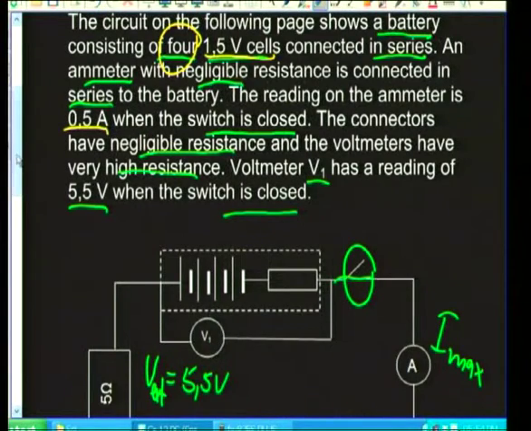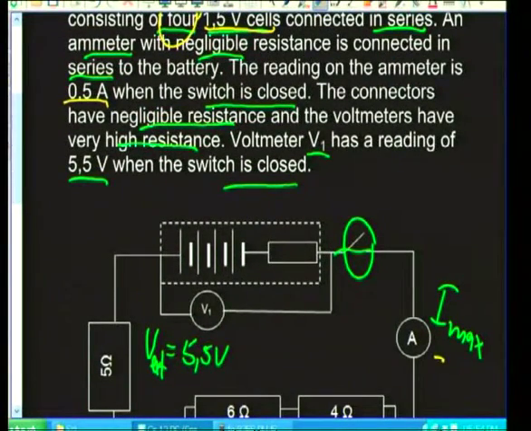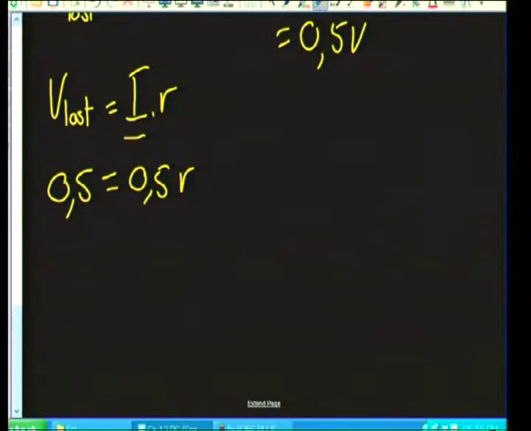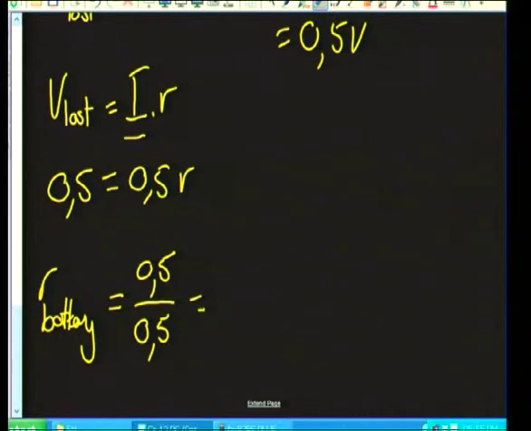I've been told that the ammeter reads 0,5. So the maximum current is 0,5 amps. Always good to go back to the question so that we can use it there. So if we substitute in now, we can use this equation and say the lost volts, 0,5, is equal to the current 0,5 times little r of the battery. So r is going to be 0,5 divided by 0,5, which is going to be 1.